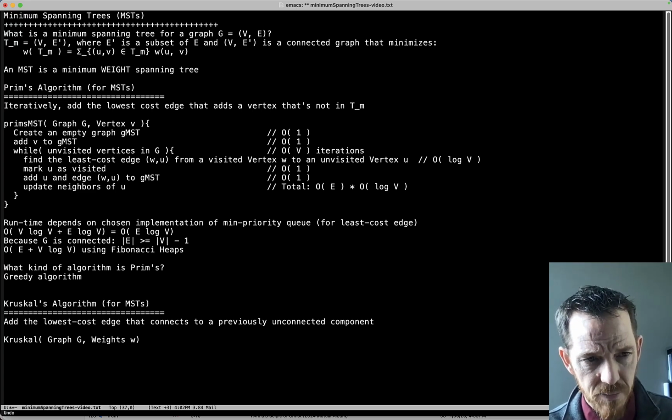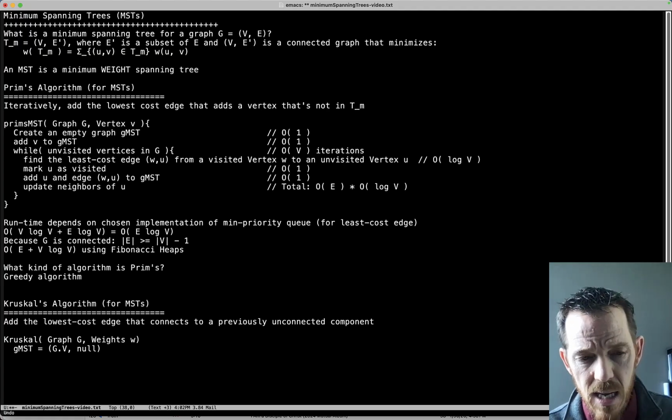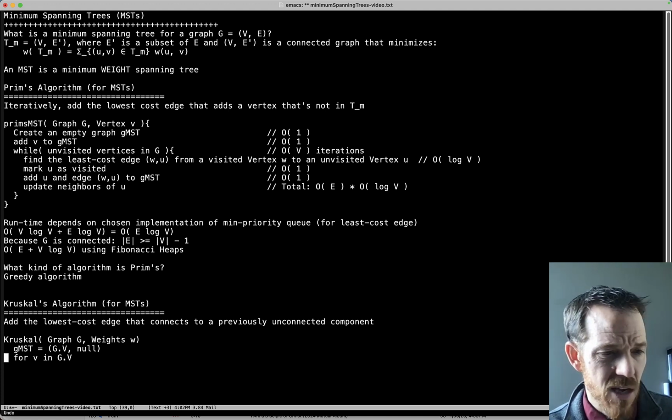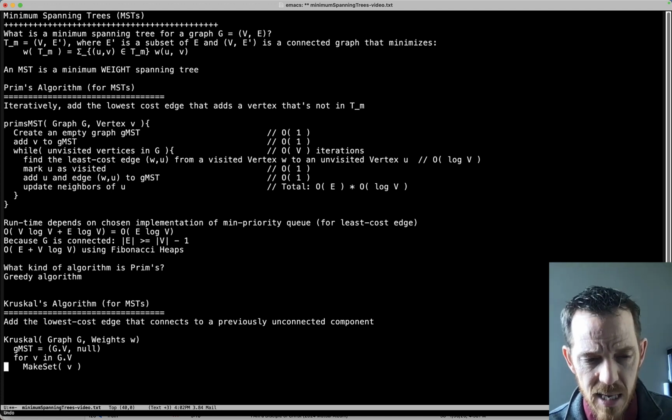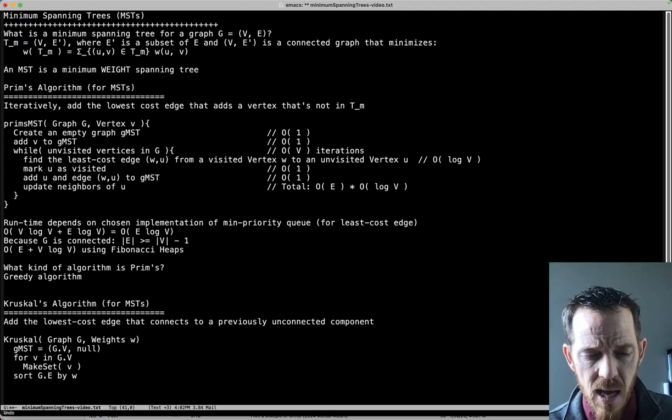Again, let's look at some pseudocode to wrap our heads around this. Given a graph G with weights W, notice we're not starting with a vertex, then we're going to initialize our graph, the minimum spanning tree, with the vertices but with no edges. And then for each vertex in the graph, we're going to call make set and make a set out of each of the vertices. And then we're going to sort all the edges in the original graph by the weights.